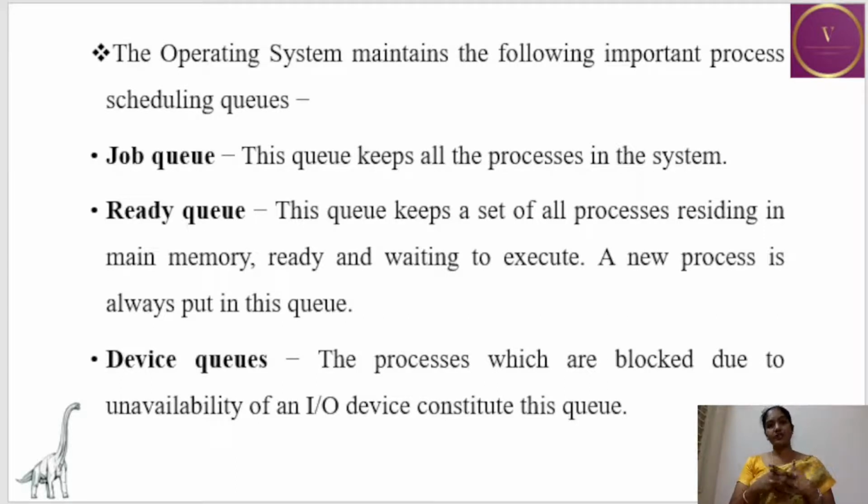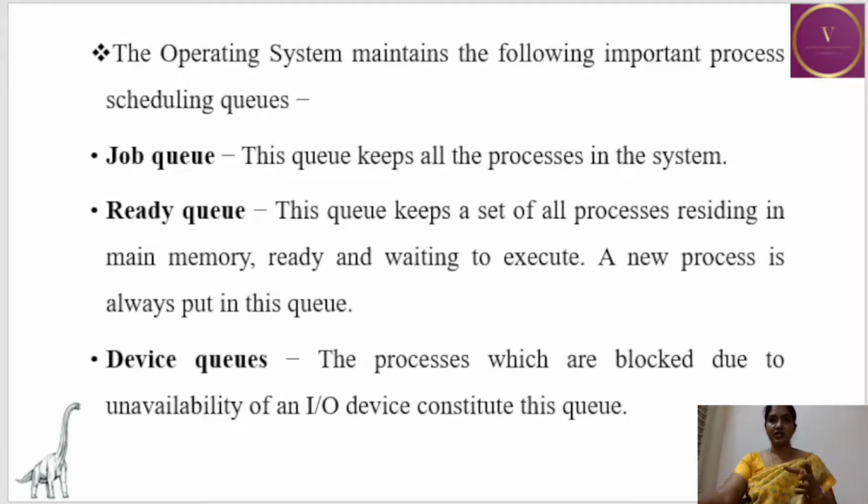Device queue. What is device queue? The processes which are blocked due to the unavailability of IO devices constitute this queue. Say for example, a process has to get executed, but it is waiting just because of unavailability of an IO device. That process will be kept in the device queue. IO device in the sense it can be either a printer, scanner, or anything. So the process which is waiting just because of unavailability of IO devices will be kept in this device queue.